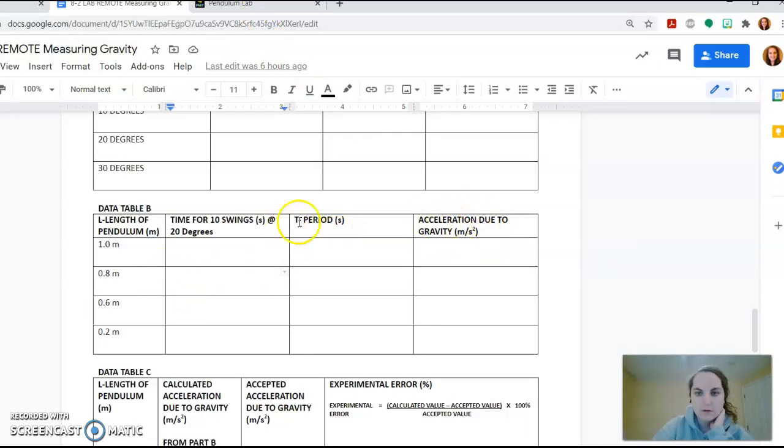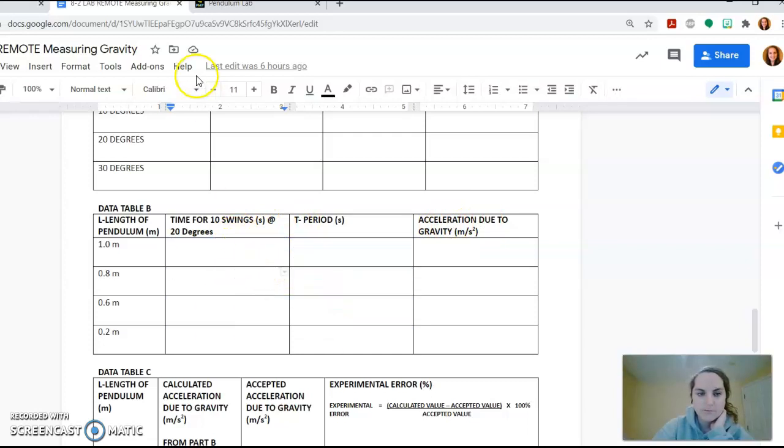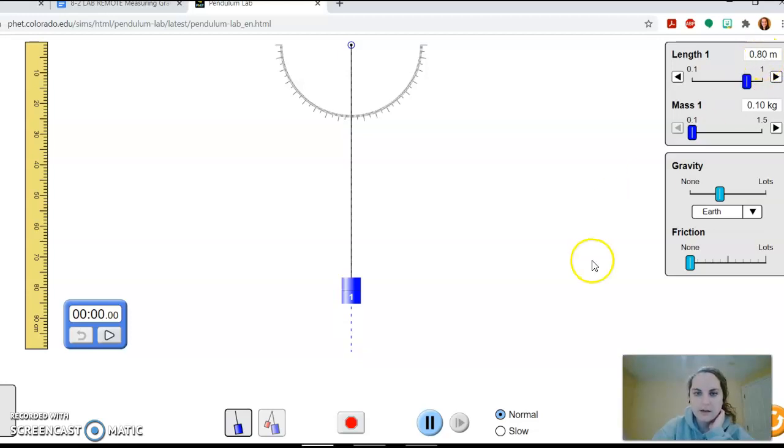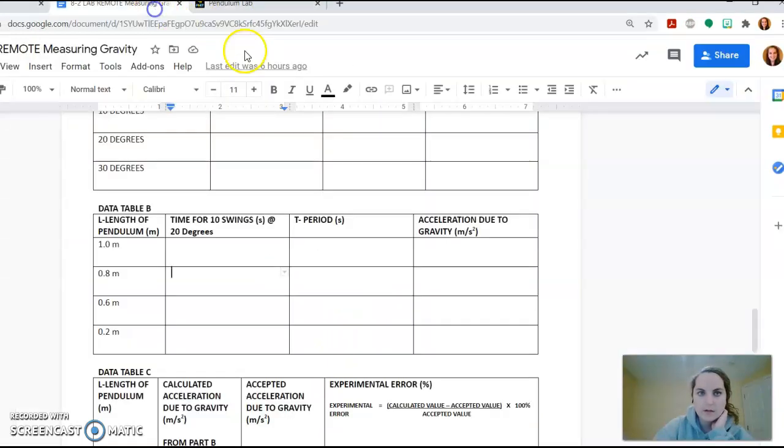Before you solve for acceleration due to gravity, go ahead and fill out both of these columns. So now you're going to stop this pendulum, and change the length of the pendulum to 0.8 using that dial. Again, you're keeping it at 20 degrees. I think that was 19, but you're going to put it to 20. Then you're going to let it go, and again record the time for it to do 10 swings back and forth. You're going to do that for each length.